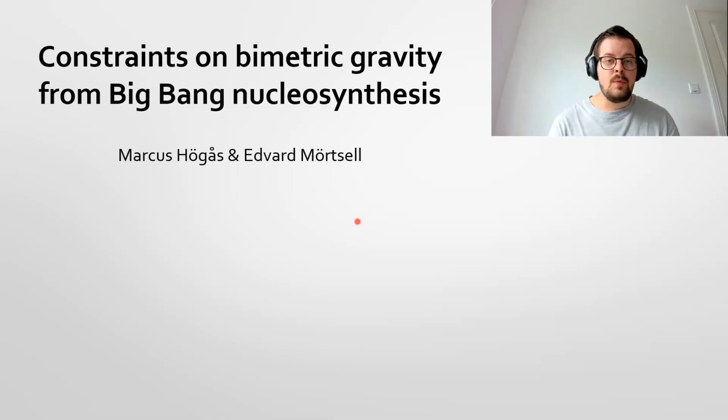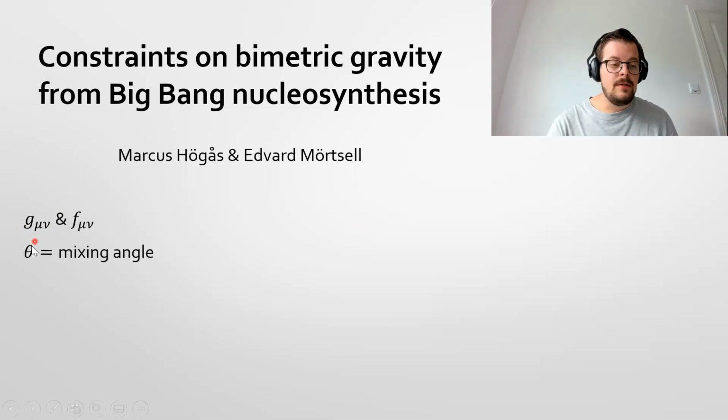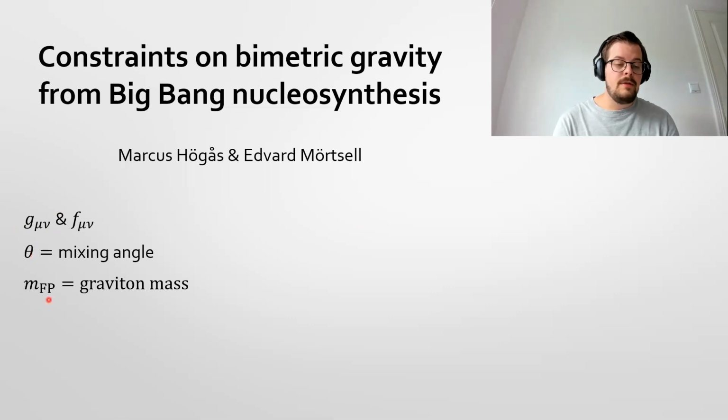To achieve this setup, we introduce two metrics, or two spin-2 fields, if you like, G and F. But these metrics are not aligned with the mass eigenstates, and the mixing angle is denoted by theta. This is very similar to neutrinos, whose flavor eigenstates are not aligned with their mass eigenstates. The mass of the graviton we denote by m_FP, FP for Fierz-Pauli.